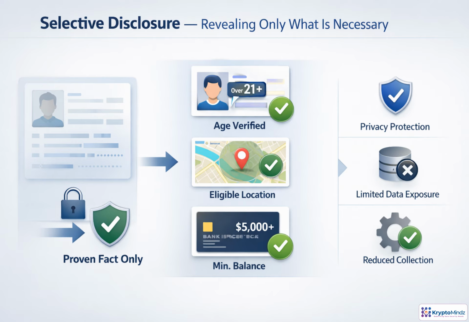Selective disclosure changes the question from show me your data to prove the one fact I need. A user does not have to reveal a passport, location history, or bank statement. They can prove they are over an age limit, in an eligible region, or above a minimum balance. Zero knowledge makes that proof trustworthy without exposing the underlying records. The result is less data collection, less stored sensitive information, and privacy built into the application by default.